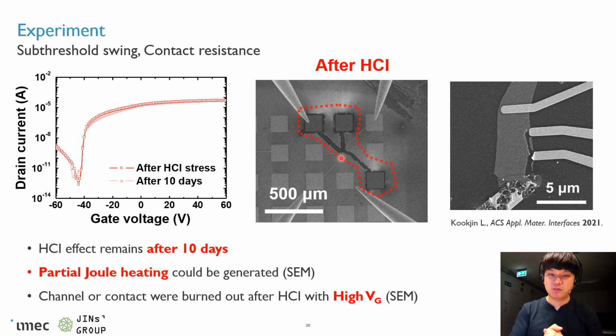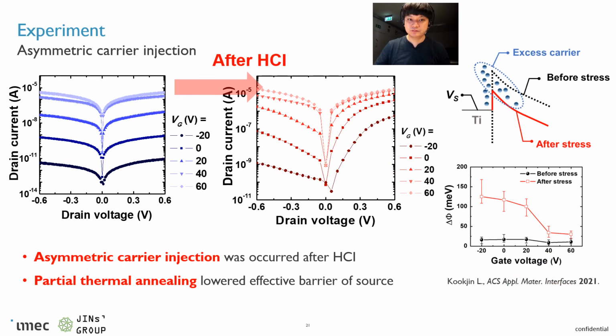However, when we apply a high gate voltage and of course a drain voltage to the device, the carrier concentration was increased. So many carriers were involved as hot carrier injection, resulting in burning devices, as shown in the right SEM image. So this is a very important part of carrier injection, asymmetric carrier injection.